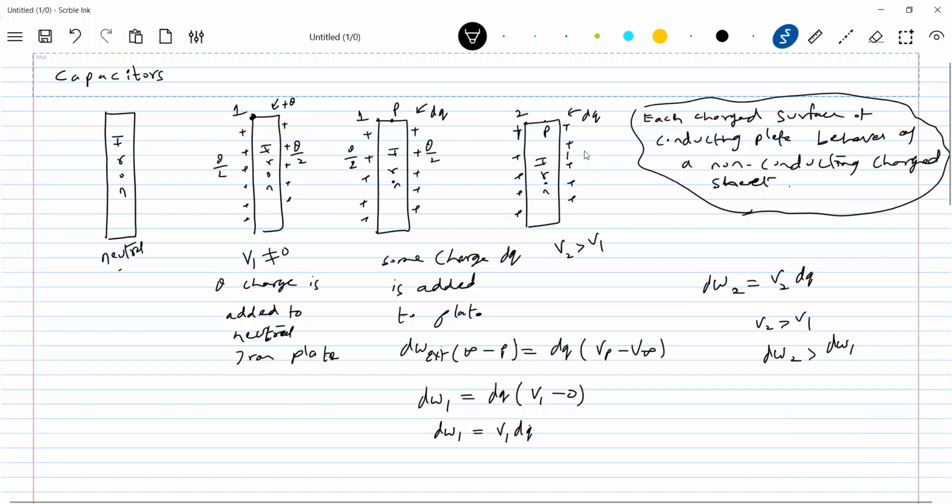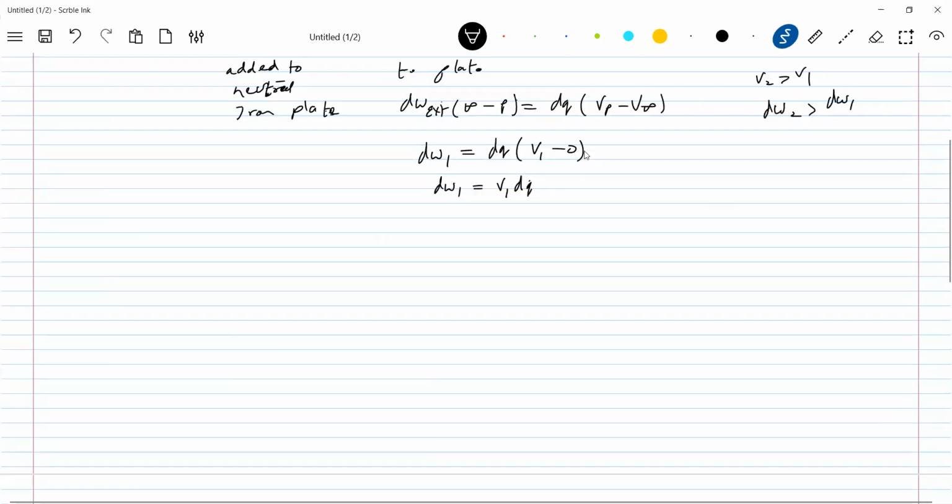Got the idea, no? So here, W1 is the work we did, dW1 you call it. Here dW2 is the work we did. So how to overcome this? One proposal is brought here, as this is a charged conductor.